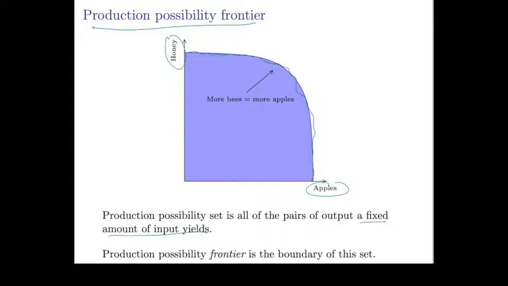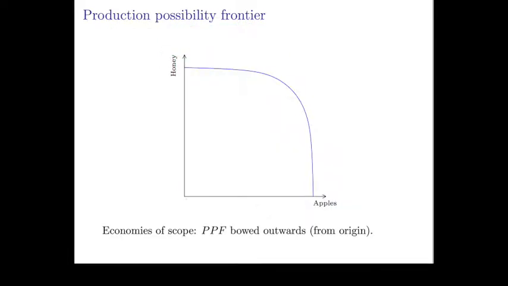So let's think of the example when we have apples on one axis and honey on the other. If you have more bees to produce the honey, they're good pollinators for apples. And so the more bees you have, the more apples, your trees are going to be better pollinated, so you're going to have more apples. So we have economies of scope between these two goods, honey and apples. So this boundary is bowed outwards. So this PPF, this production possibility frontier, bows away from the origin when we have economies of scope.